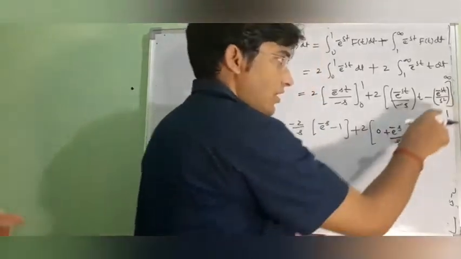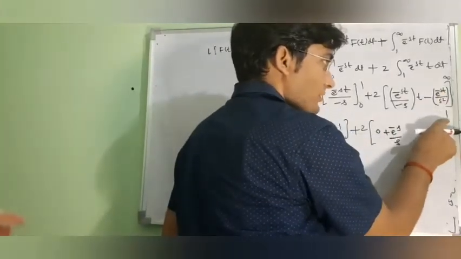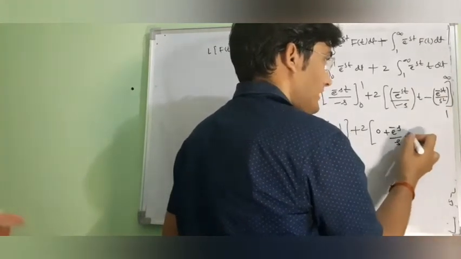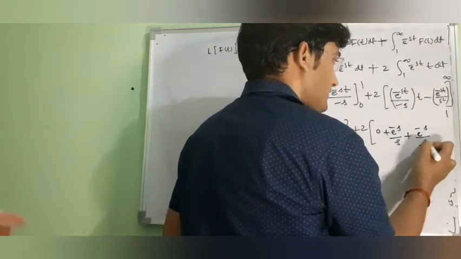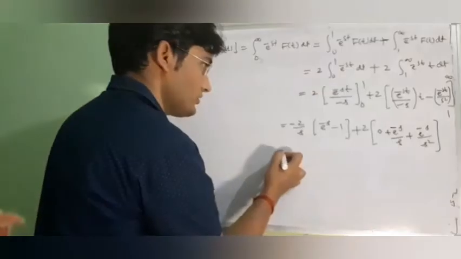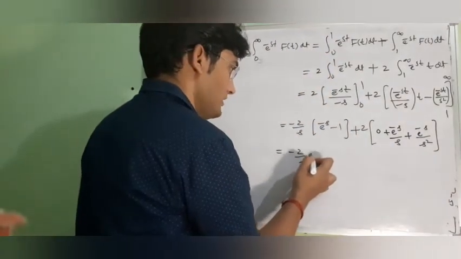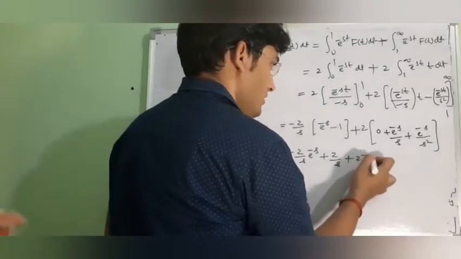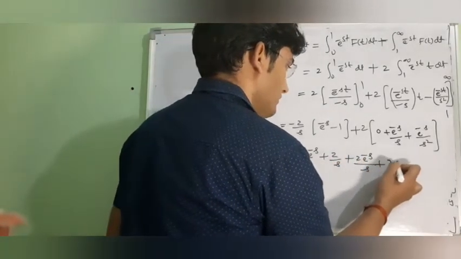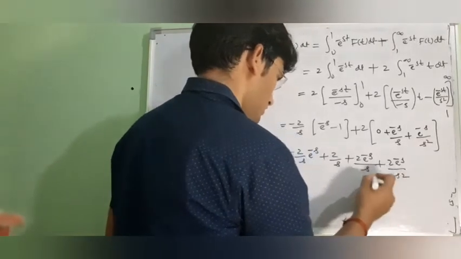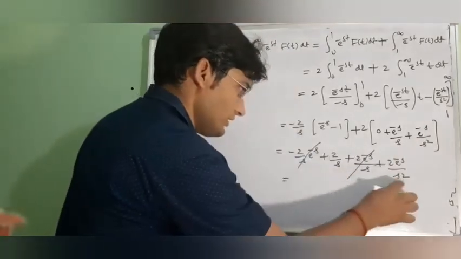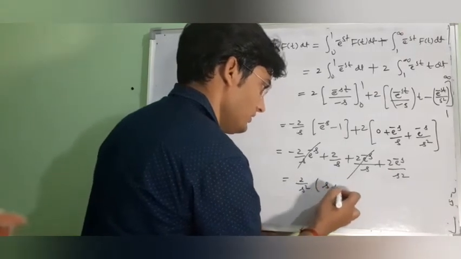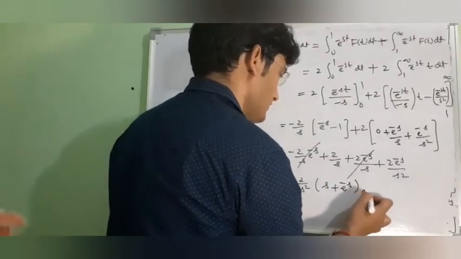Here our upper limit will be 0, and for the lower limit we will put s equal to 1 for t equal to 1. So this will be your minus minus plus e to the power minus s upon s square. So this is equal to minus 2 upon s e to the power minus s minus minus 2 upon s plus 2 e to the power minus s upon s square. So this term is cancelled. We can take 1 upon s square common and 2. So our answer will be s plus e to the power minus s. So this is your answer.